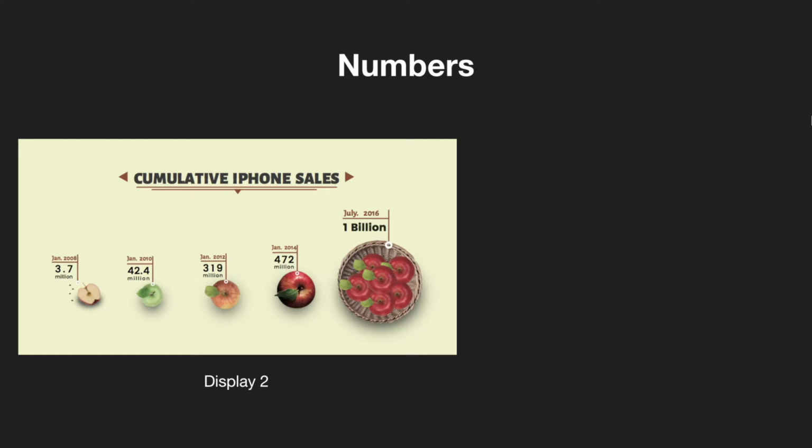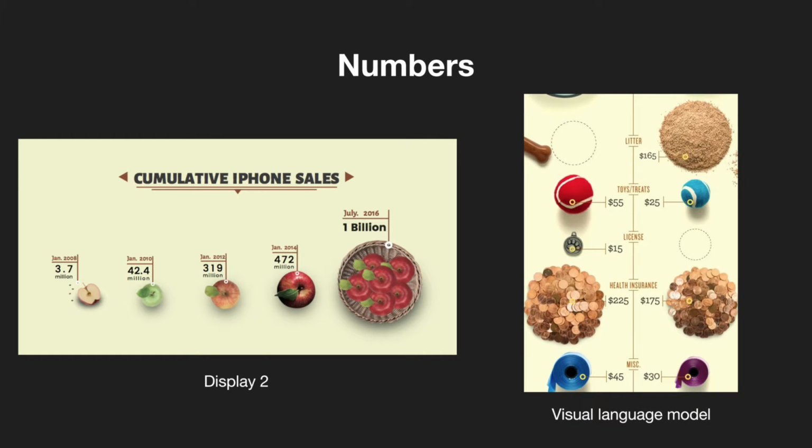To emulate my visual language model, I use the realistic image of Apple. I try to emphasize the increasing trend of sales, and using an image of basket of the apples in the last part, I try to highlight the number 1 billion.